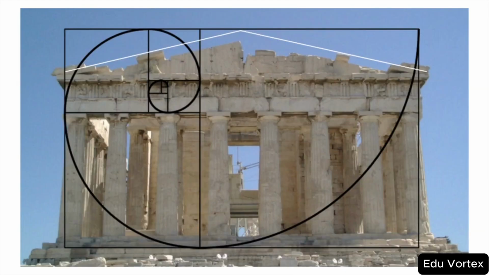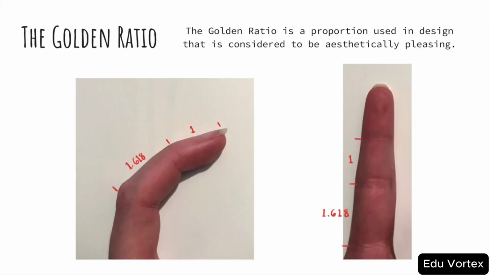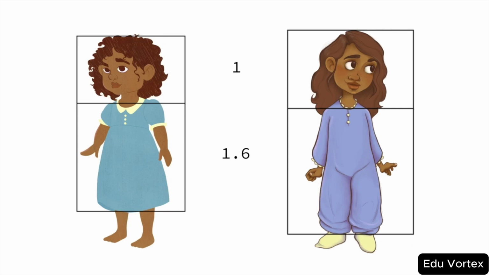So here's another example. The Greeks definitely used it when they designed the Parthenon. It can also be found all over the human figure, including fingers. So as you can see here, the tip of my finger to the first knuckle, and the first knuckle to the second knuckle, is about 1 to 1.618, and so on. And here's a quick example of it being used in my own designs.